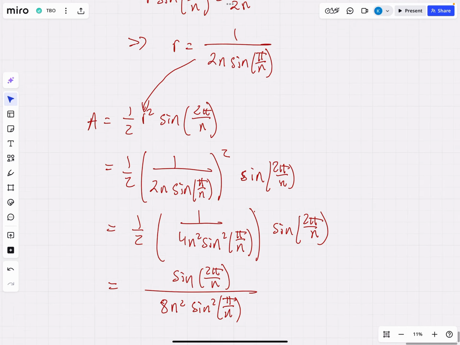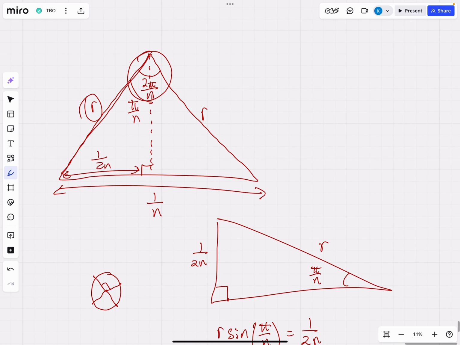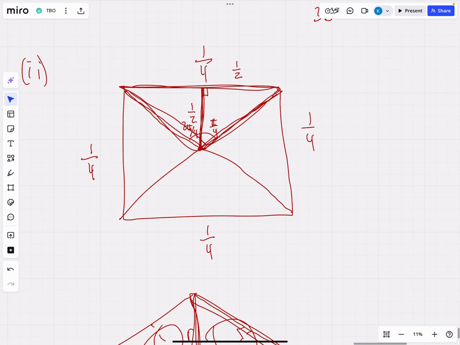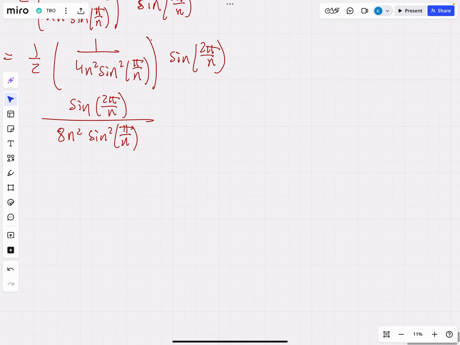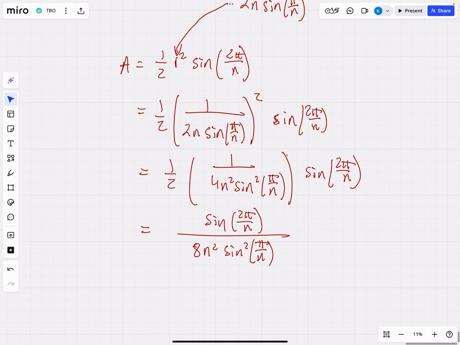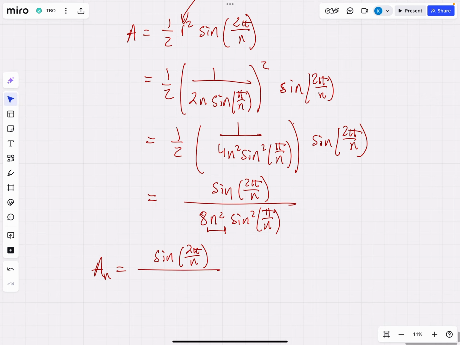Now, we're almost done. We've found the area of one of these triangles, right? One of these triangles that make up our n-sided polygon. Which means we need to multiply this by n to get the total number of triangles that make up our n-sided polygon, and therefore the area of our n-sided polygon. So a sub n is simply going to be, if I multiply this by n, one of the n's in the denominator drops out. So I simply have sine 2 pi over n all over 8n sine squared pi over n.